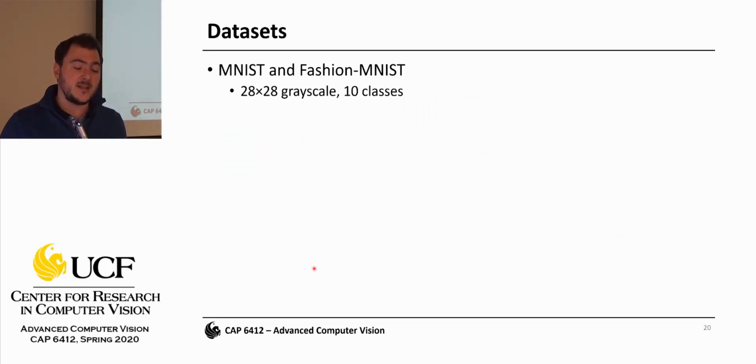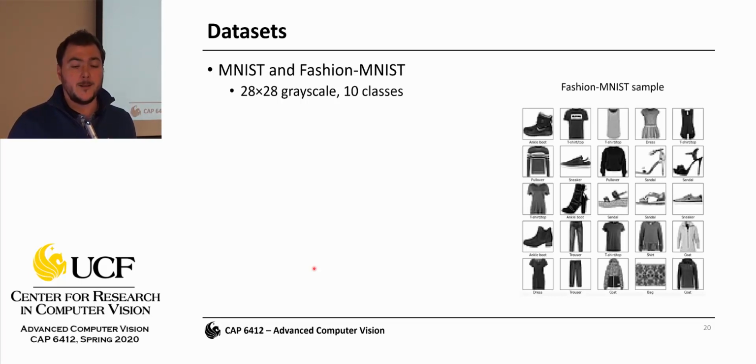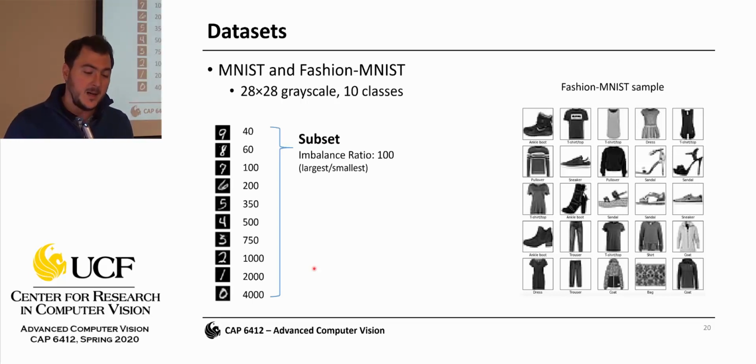So they test this method on multiple different datasets. They did it on the regular MNIST and on the Fashion MNIST. Regular MNIST is the handwritten digits, as we know, and Fashion MNIST is the same size, 28 by 28 grayscale with 10 classes. It has images of objects like t-shirts, boots, and so forth. Those datasets are balanced.